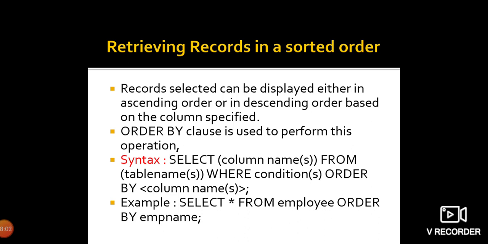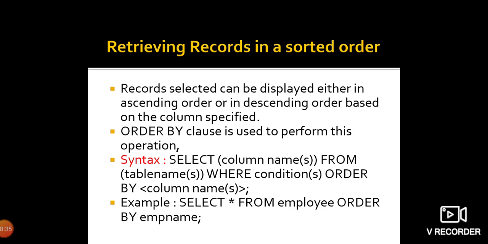Retrieving of records in a sorted order. Suppose you want to retrieve a record, you're going to give the syntax, that is select column names from table names, where you're going to give a condition, which is optional. And if you're going to sort, you're going to use the clause called order by. Order by which particular column you want to order. Suppose you want to order by the name column, you're going to specify that column name.